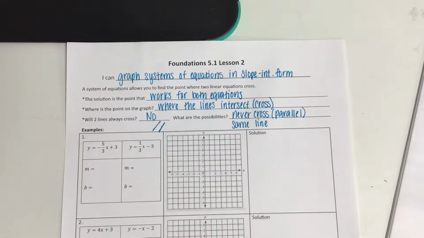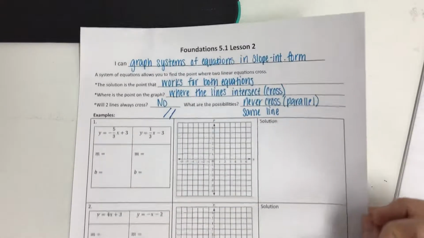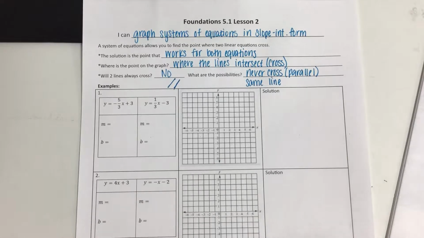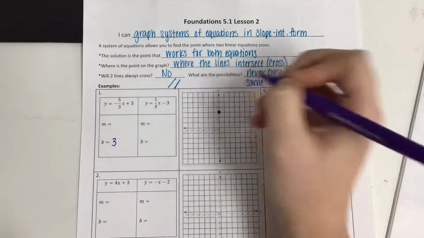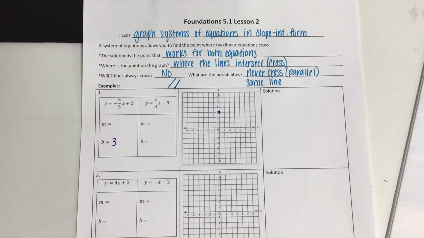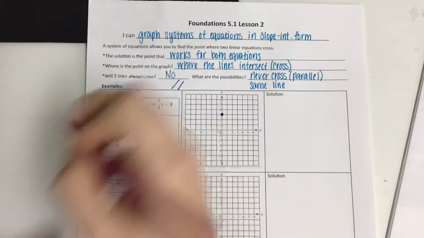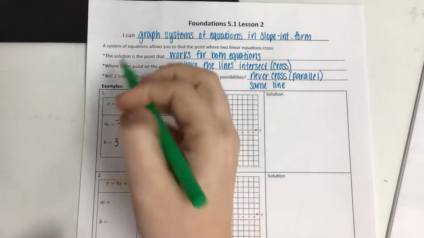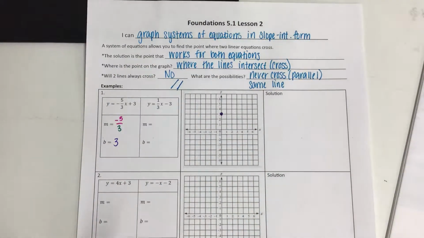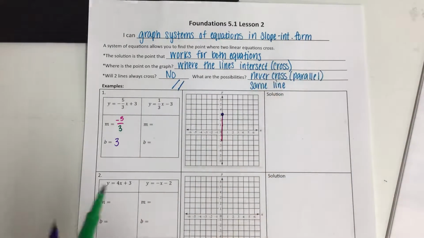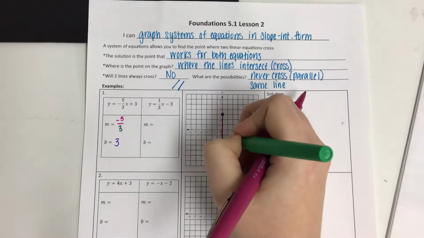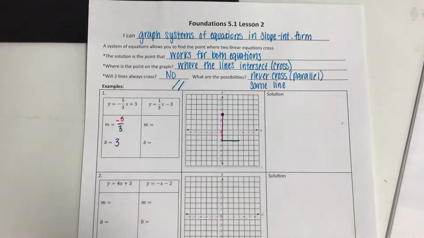Okay, so our first example, we have two equations here. Our first equation is y equals -5/3 x plus 3. So for this equation, we're going to begin with our b, which is 3. And then our m is going to be -5/3, which means that we are going to go down 5. 1, 2, 3, 4, 5. And then we are going to go right 3. 1, 2, 3. And that's going to be our new point.